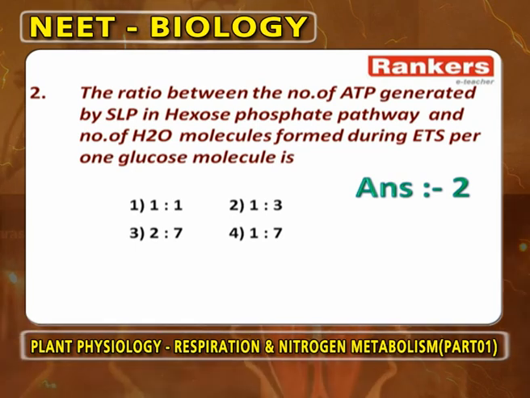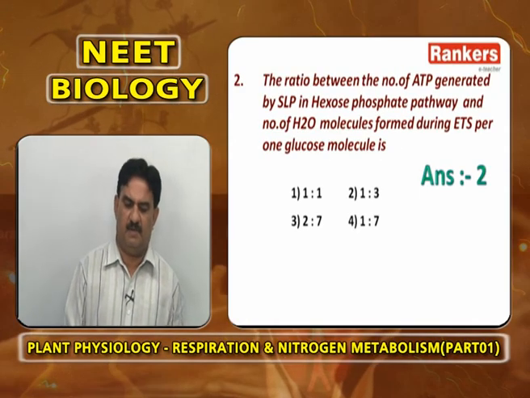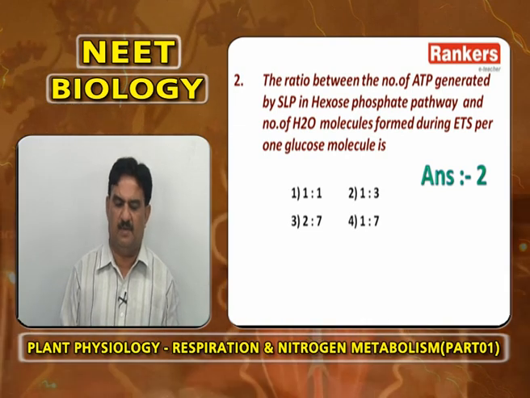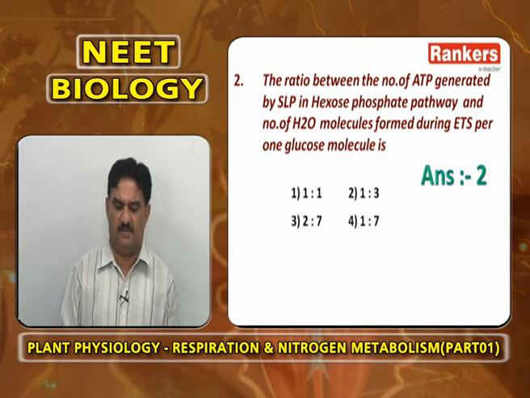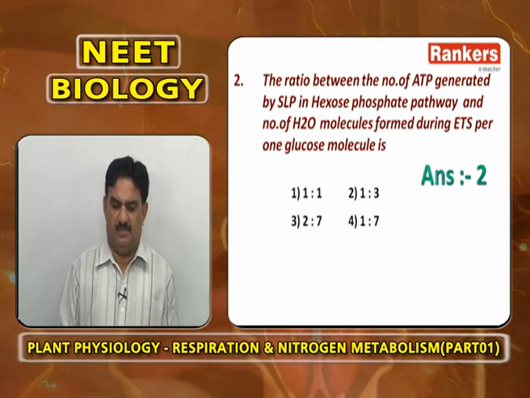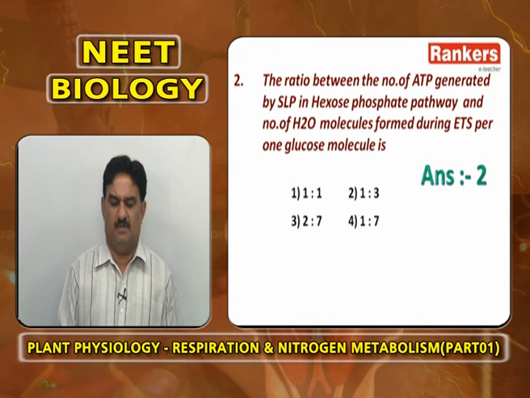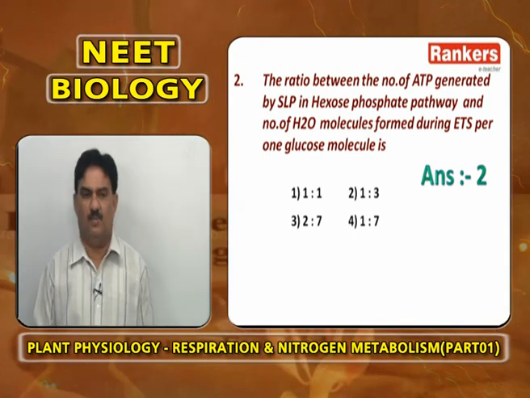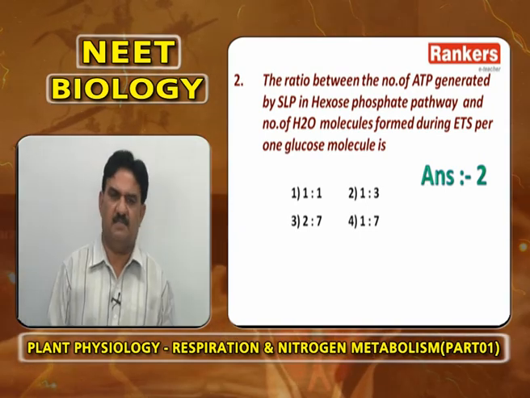The ratio between the number of ATP generated by substrate level phosphorylation in the hexose phosphate pathway, which is nothing but glycolysis, and the number of water molecules formed during ETS per 1 glucose molecule. Substrate level phosphorylations are 2. The number of water molecules liberated during electron transport per glucose molecule is 6. So 2 is to 6, which is 1 is to 3.